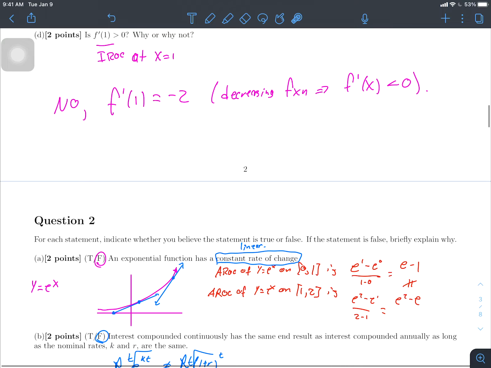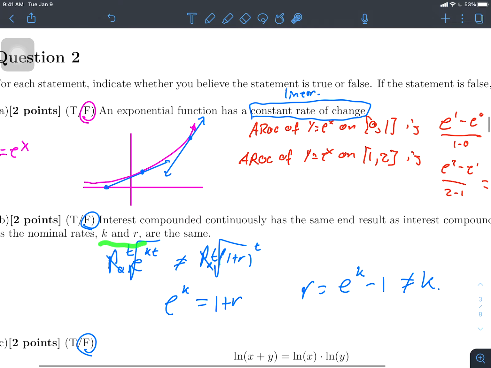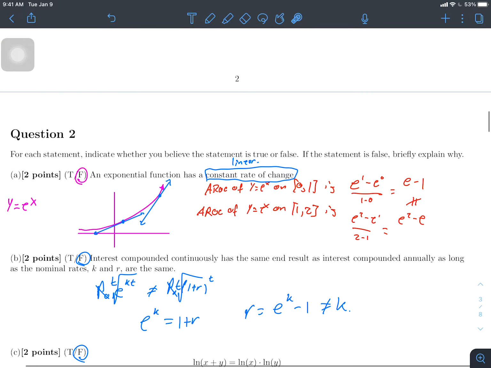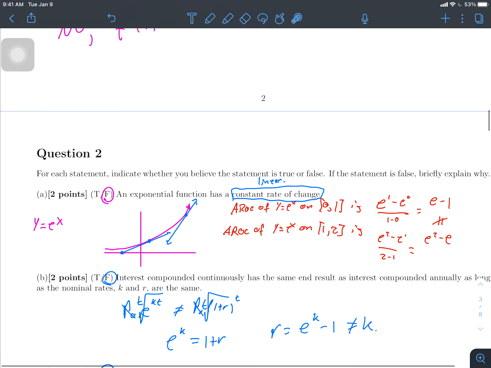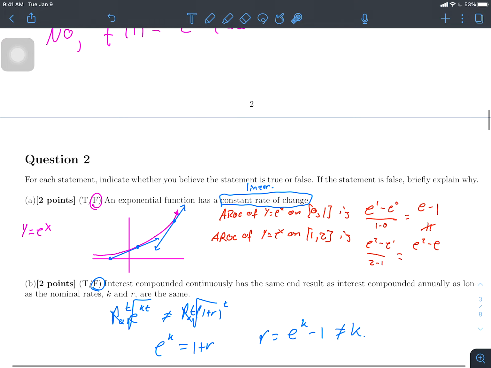Okay, so the next problem is: interest compounded continuously always has the same result as interest compounded annually as long as k is equal to r. Well, we have seen a million times in class that that's just not true. Continuous interest rate is not equivalent to an annual interest rate. That's why we have those problems which ask us to do it both ways and explain which one is better, right? So the bank is always going to try to pull a fast one on us and give us a funny interest rate that makes us confused.